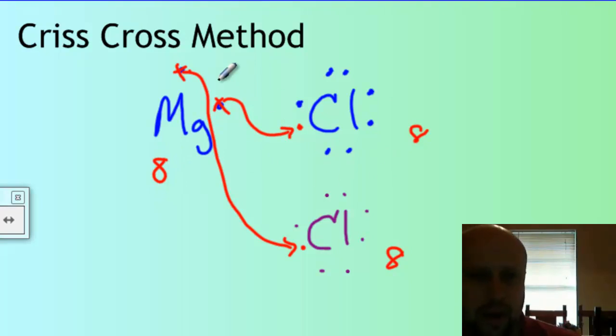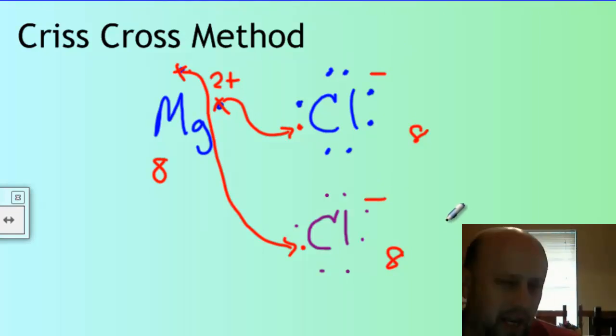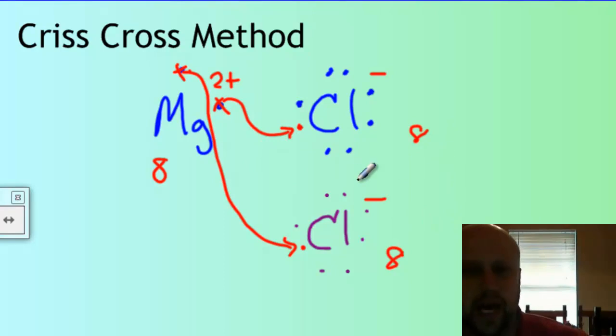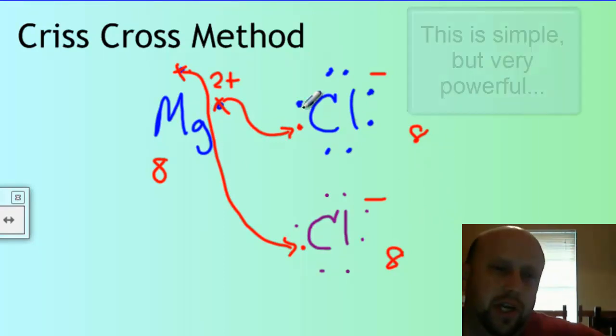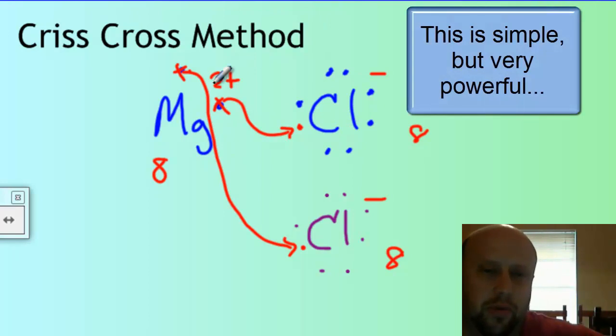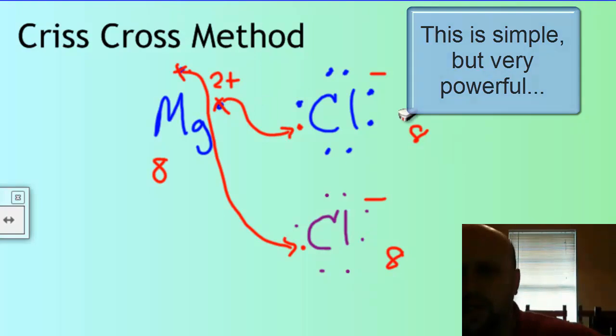So now everyone's happy. Magnesium now has a 2+ charge because it lost 2 electrons. Each chlorine has a -1 charge because they gain an electron. And this is how the bonding works. Now the problem is a lot of times students get confused because they set it up like this, magnesium and a chloride, they move 1 electron, and they forget that they have an extra one there. Okay, so what do you need to do then?